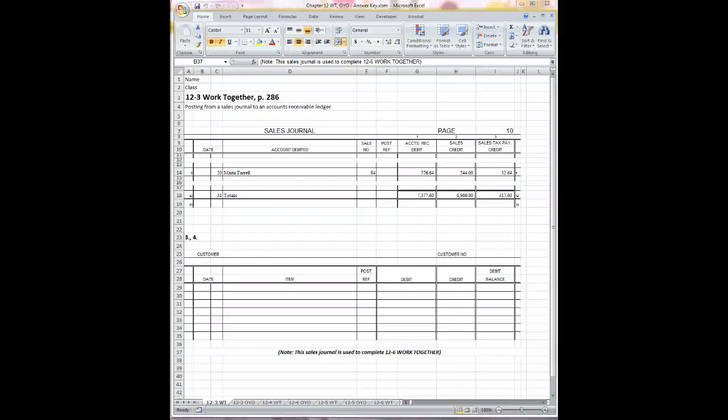This is a walkthrough for 12-3 Work Together. We are on page 286 of your textbook. We are posting from a sales journal to an accounts receivable ledger. The book says the following partial journal page for Graphics Inc. is given in working papers. Page 10 of the sales journal. Here's sales journal, page 10.